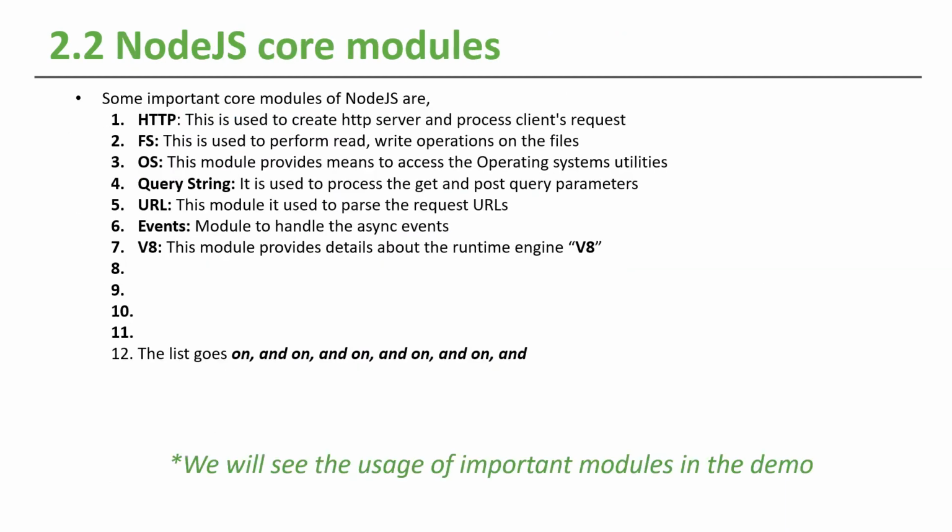These are some important modules provided by Node.js. The HTTP module is the main module that we can use to create HTTP servers. We can create an HTTP server, and that server will handle each client request and response. And fs is for reading and writing files. This handles the file operations. And the os module is for accessing the operating system resources.